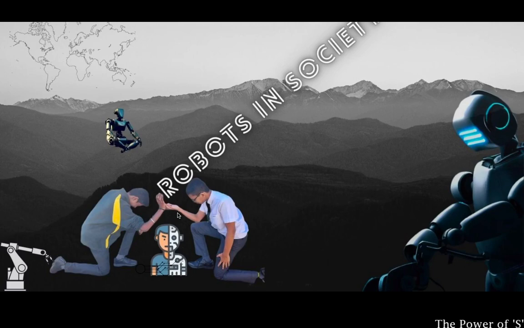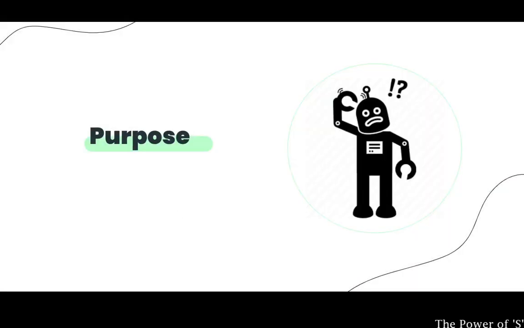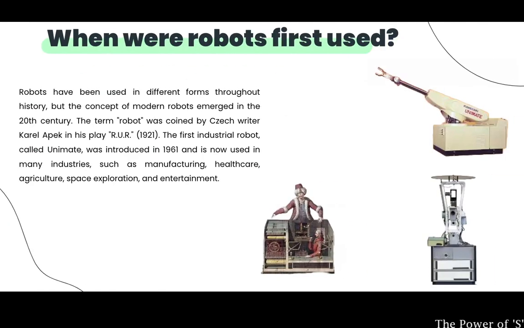Let's get into it. So, purpose. Under the purpose, we're going to discuss when the first robots were used, what were the different industries they're used in, etc., etc. So let's go. So, when were the first robots used?